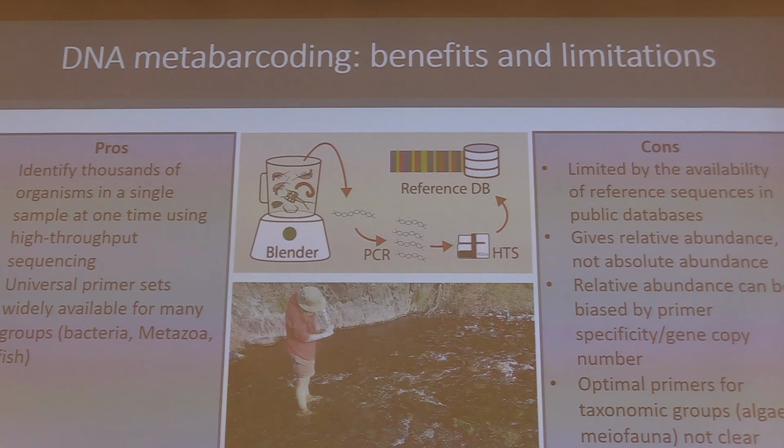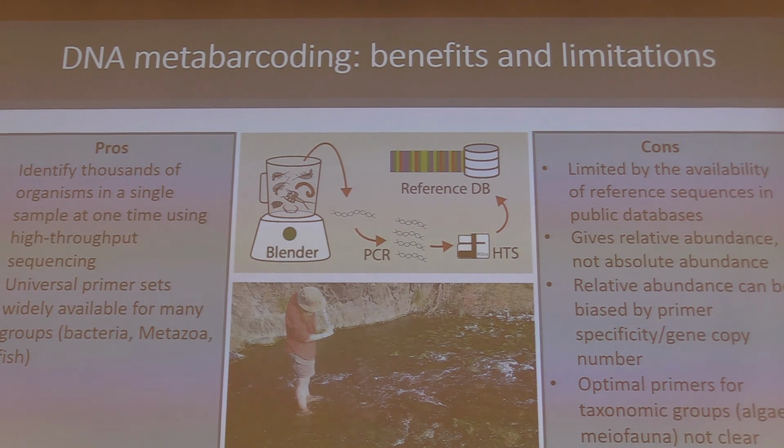Fortunately, there are a number of universal primer sets, which is how we amplify the DNA of interest, and lots of these target specific groups of organisms, so there are really well-vetted primer sets for bacteria or metazoa, as well as fish. There are some new primers that people really like and that have become increasingly popular. But some of the main limitations of this approach: again, we're limited by the availability of reference sequences in public databases. You really need to have the reference sequence present in these DNA libraries in order to identify a species present in your sample.